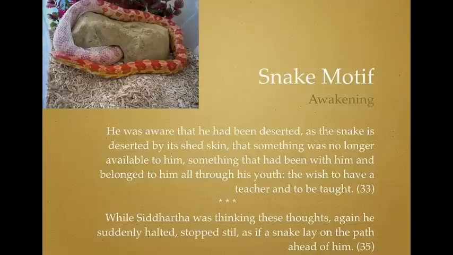And we also have this idea that it was also the wish to have a teacher and to be taught. Now remember that Govinda and him were practicing debating, practicing contemplation. Govinda was one of his teachers. Even though he wasn't a teacher, he was a peer, he was still helping Siddhartha learn these skills. Okay, so now we're getting rid of all these spiritual teachers.